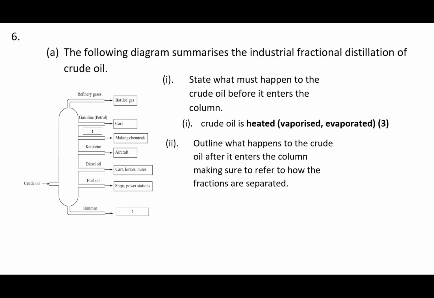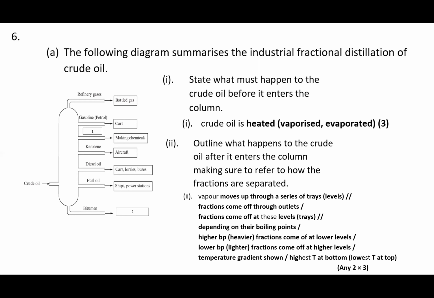Outline what happens to the crude oil after it enters the column, making sure to refer to how the fractions are separated. This is 6 marks, so any two. There's a lot of ways marks can be gotten in that question. So the vapor moves up through a series of trays. The fractions come off through outlets or off at levels depending on their boiling points. The higher boiling points come off at lower levels, lower boiling points at higher levels.